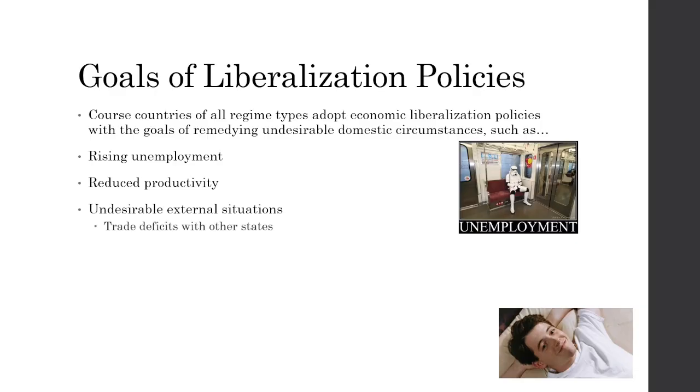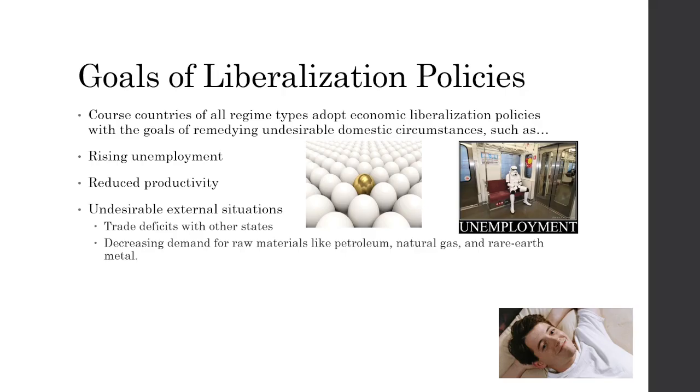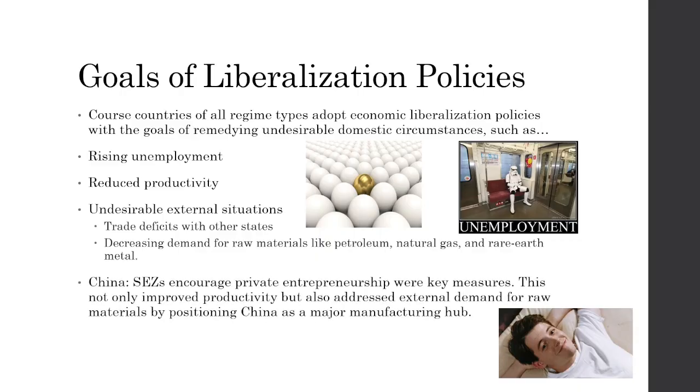They could be in trade deficits because of this. There could be a decreasing demand for raw materials like petroleum, natural gas, and rare earth metals. That could be a predominantly strong part of their GDP, and they're going to try to make up for that loss. So in China, they've implemented special economic zones. They're called SEZ, special economic zones.